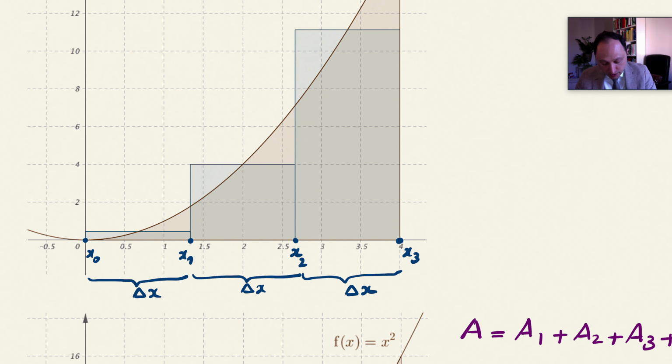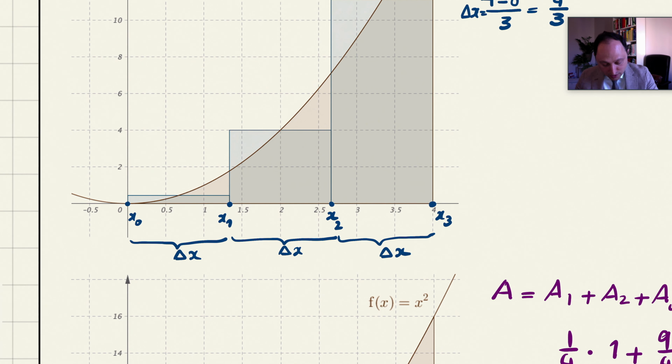4 over 3, because you say that the whole length, so let me write it intentionally like this. So you say that 4 minus 0, I have divided it into 3 pieces, so delta x is equal to this number, which is 4 over 3. Okay, but the midpoint is not very trivial here. Can you tell me what is the first midpoint?